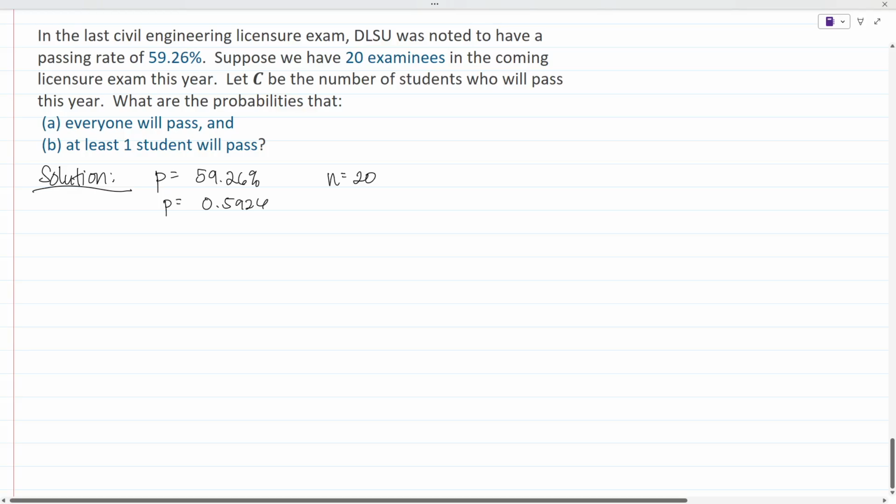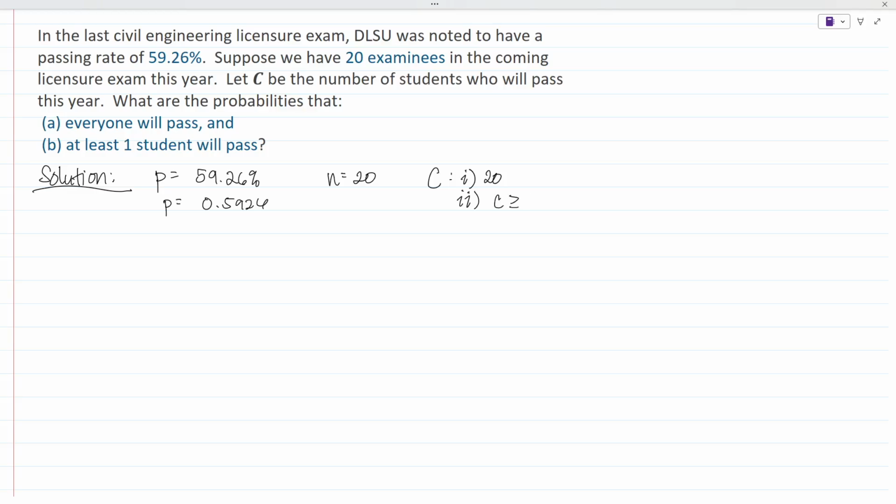Let's see the number of students who will pass this year. So, meron tayong dalawang C, di ba? So, C is the number of students who will pass this year. Okay, yung una nating C is equals to 20. Kasi everyone will pass eh. And then, yung pangalawang C natin is equals to C is greater than or equal to 1. Okay? Kasi, at least isa makapasa man lang. Parang ganon. So, meron tayong technique dyan. Okay? Later solve natin siya. So, doon muna tayo sa una.